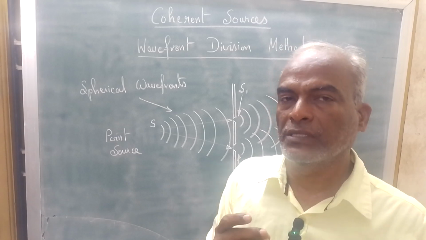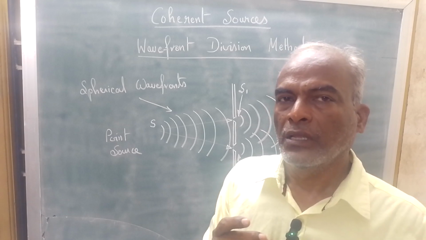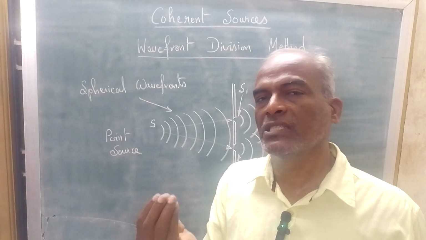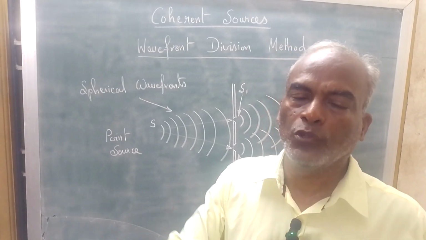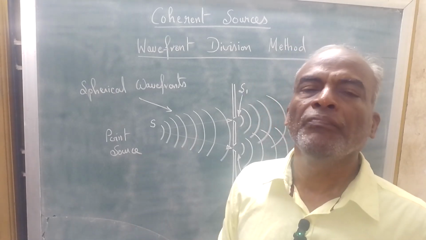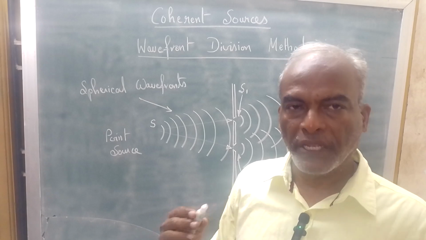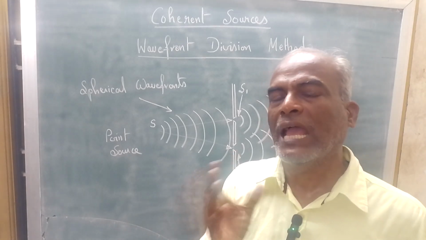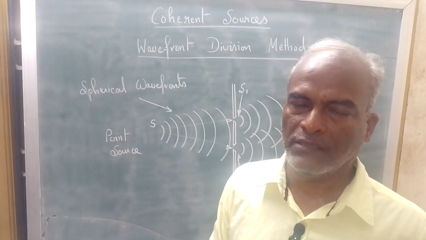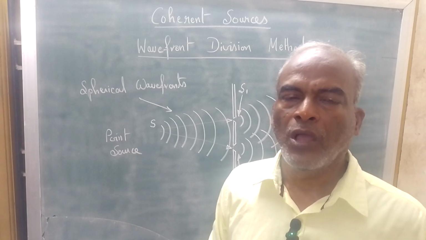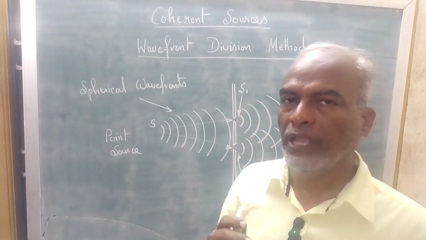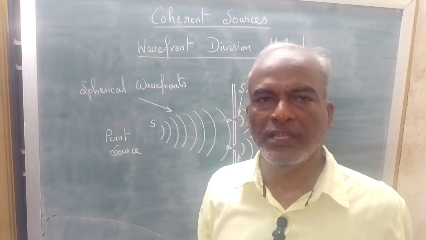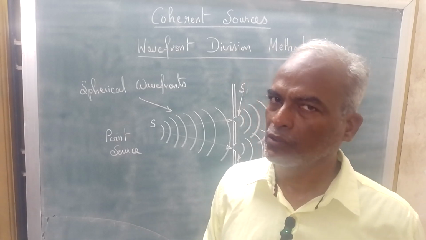The phase difference: suppose one wave leads or lags by 90 degrees, and throughout the transmission, the propagation of the waves, that leading or lagging of phase should be constant. That is allowed. Or if both the waves are in phase, then it is well and good.